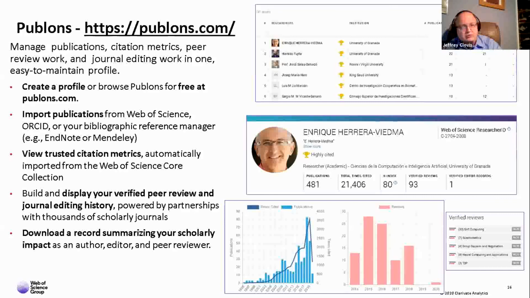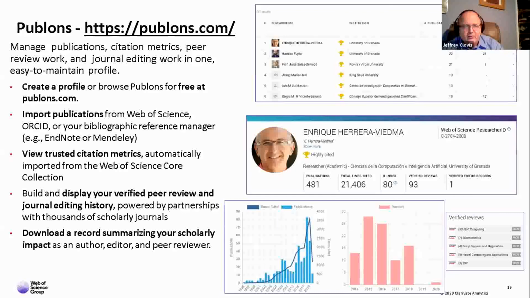You can build your own profile. And what we've done is integrate this with the Web of Science so that you can manage your publications, get citation metrics for your publications, all your peer review work and journal editing work in one easy to maintain profile. And what this does as you're using it is build, on the right side of the screen, you see a researcher. You can browse by country, by researcher or institution, and you get sample citation metrics at the bottom of the screen.